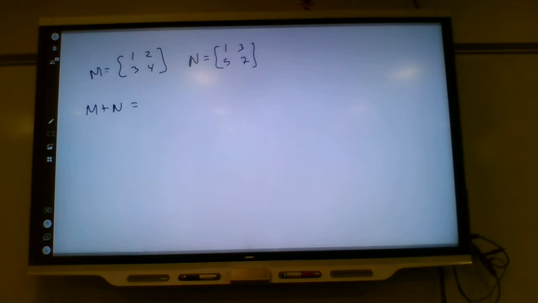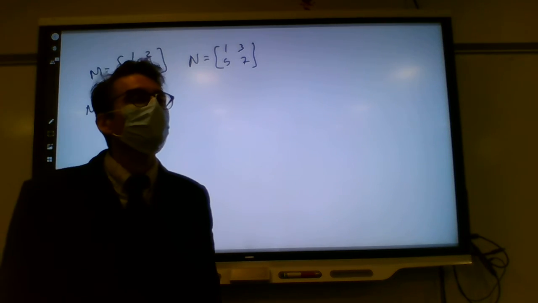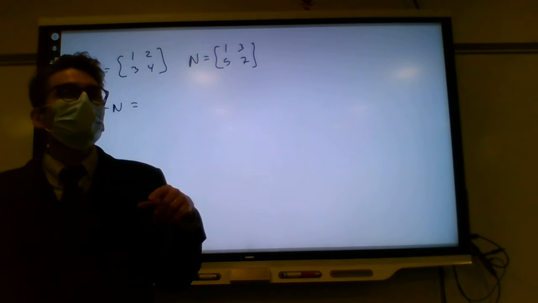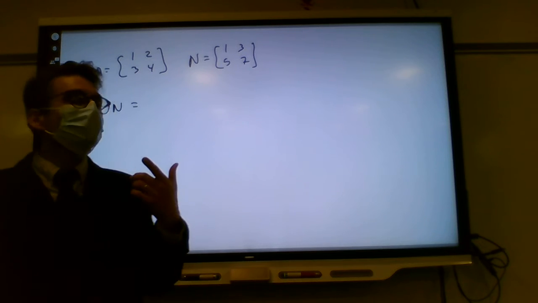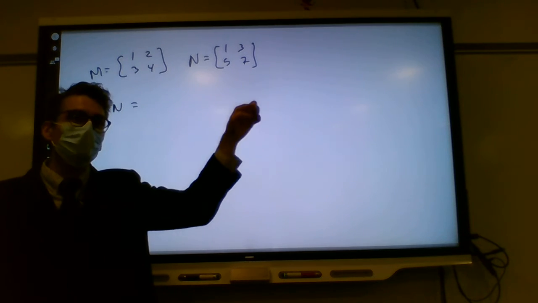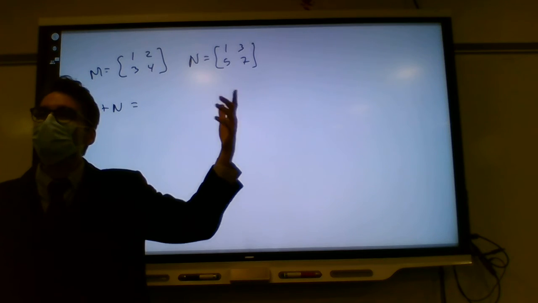So how did we add vectors? What did we do with adding vectors? Yeah, so we found the particular component and we matched it with the same position in the other one, right? And we added those together.